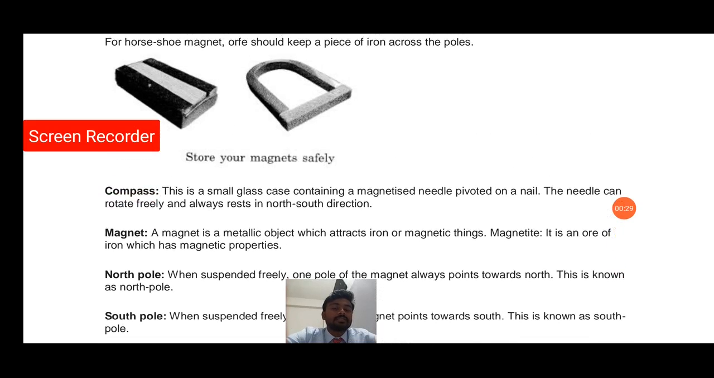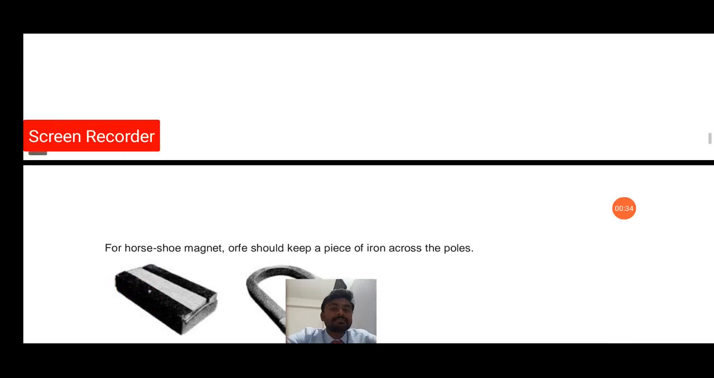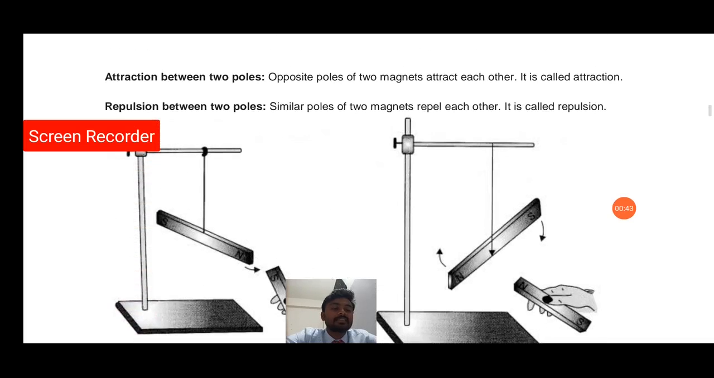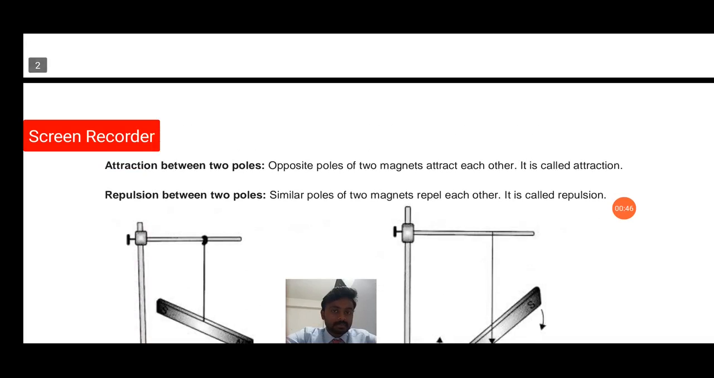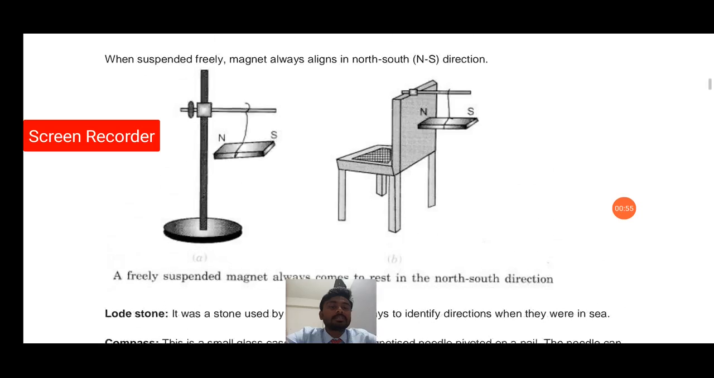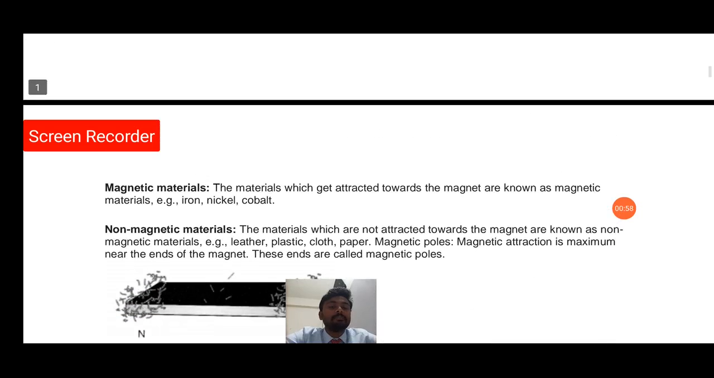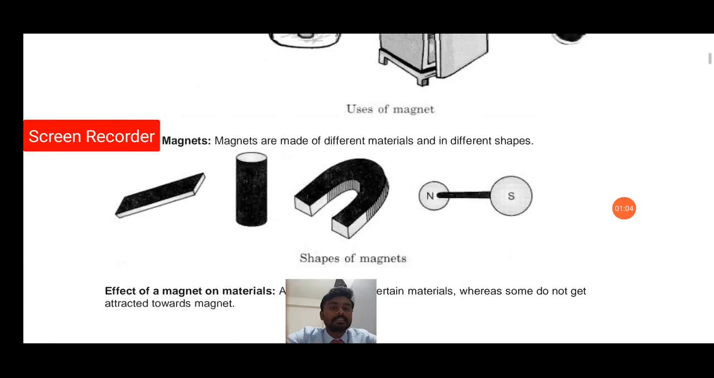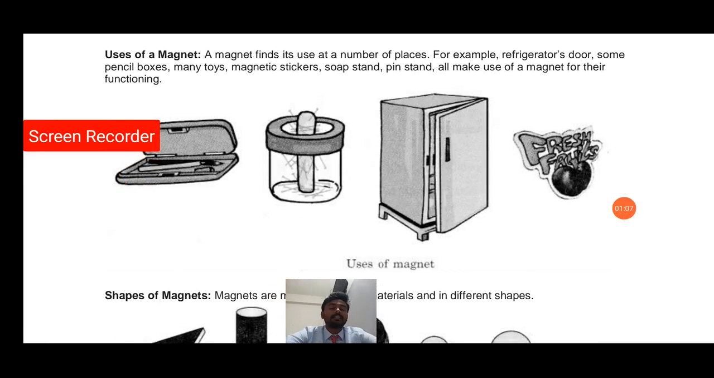Okay, so today we have discussed the South Pole, North Pole, magnet, compass, and that a magnetic effect can pass through a screen. We also discussed attraction between two poles and repulsion between two poles, magnetic compass, stones, magnetic materials and non-magnetic materials, the effect of the magnet on materials, the shape of magnets, and the uses of magnets. So I will continue in the next class.